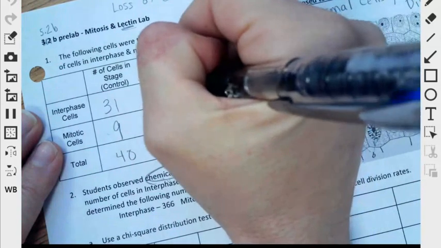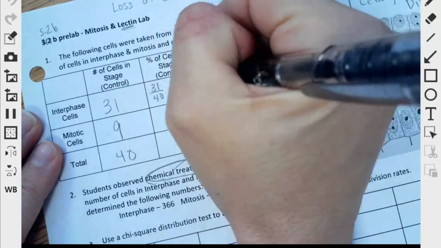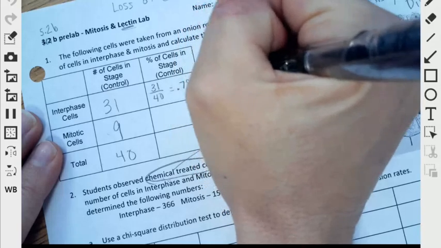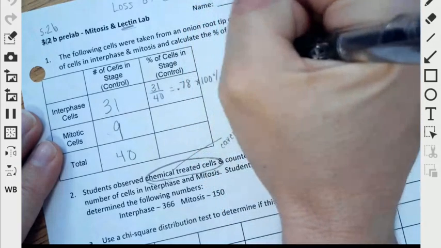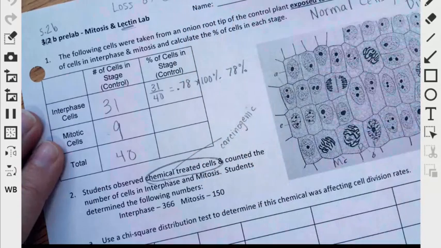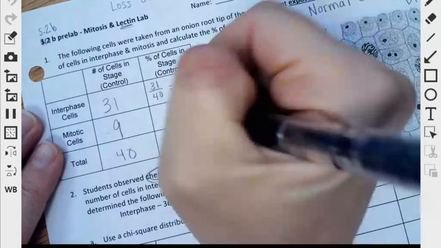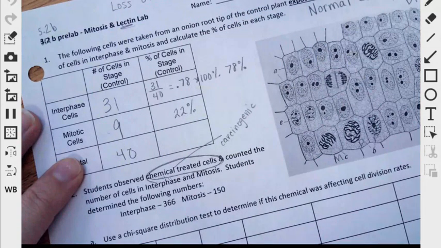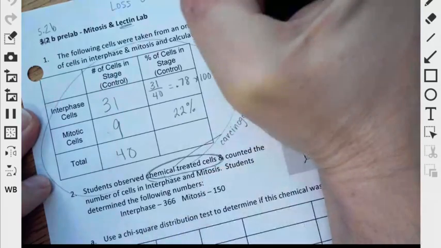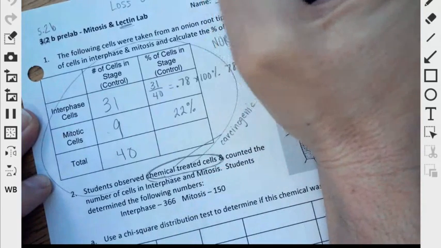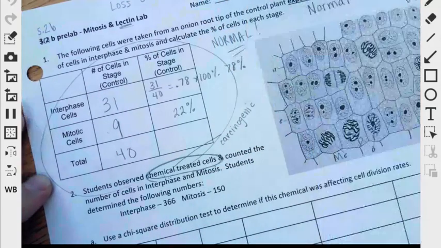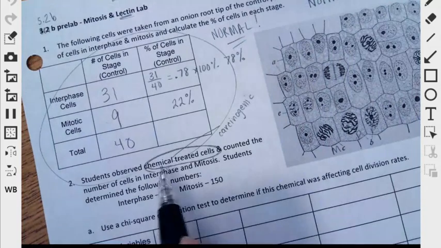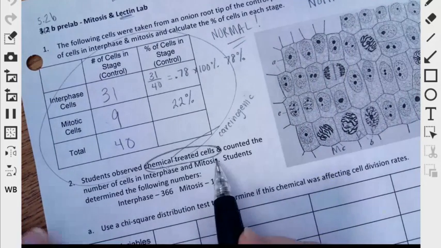When I do the math, that gives me 0.78 for this one, times it by 100 to get to a percent. And so 78% of the cells should be in interphase if these cells are dividing normally. And 22% should be in some stage of mitosis. Okay, again, this is our normal rate of division. Here's the normal. We need something to compare these chemically treated cells to see if they're dividing normally or abnormally.